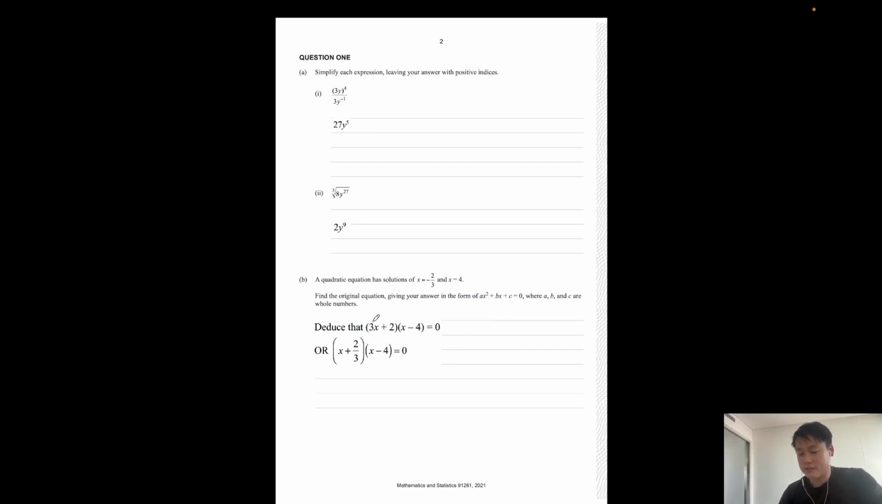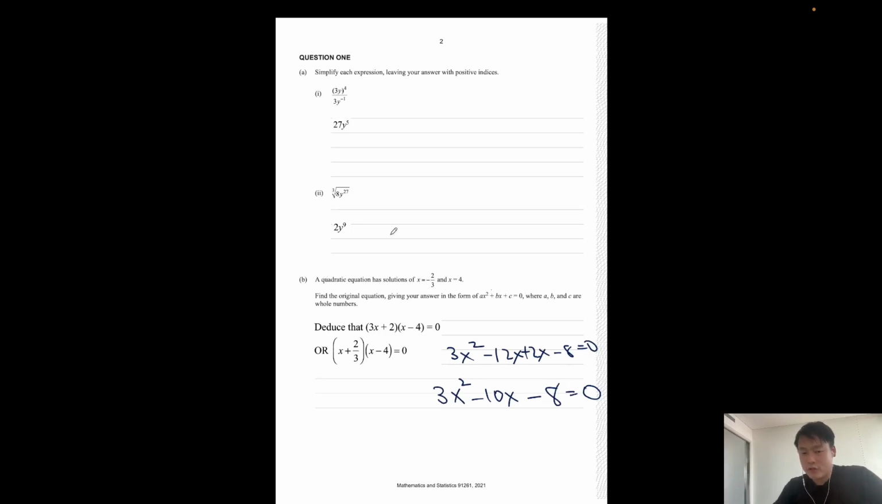And then without further ado, it becomes 3x multiplied by the second bracket plus 2 multiplied by the second bracket. 3x squared minus 12x, 2 times x plus 2x times minus 4 minus 8 equals 0. And that's where you get 3x squared minus 10x minus 8 equals 0. Do we agree with that? And then, yeah, isn't that the answer?